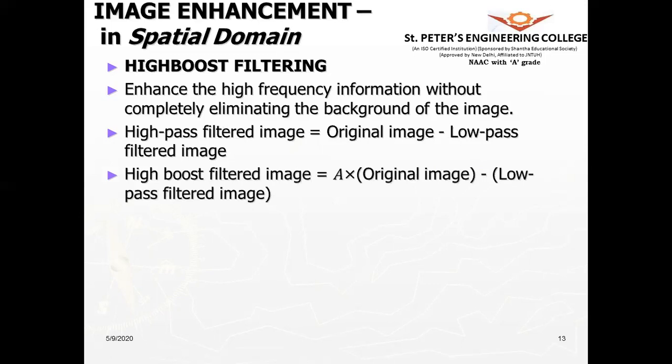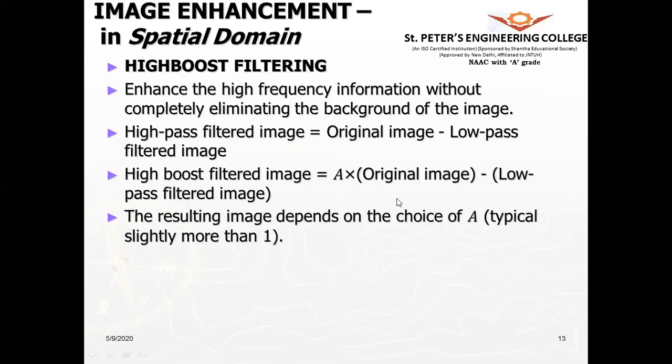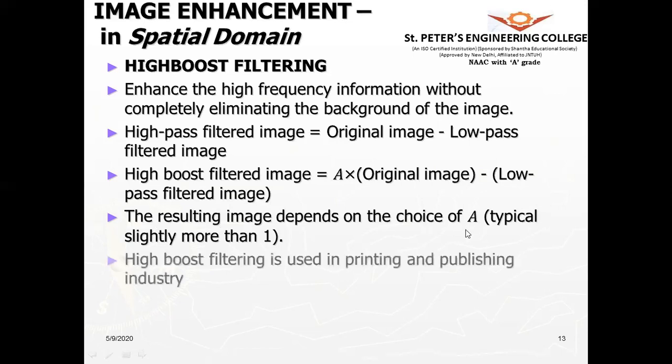So the high boost filtered image is obtained by multiplying the original image by a factor of A, and then subtracting the low pass filtered image from this result, where A is a parameter which has a typical value more than 1. It will be 1.2 or 1.5 and so on. Around 1, a little more than 1. So the resultant image depends on the choice of A. So high boost filtering is used for printing and publishing industries.